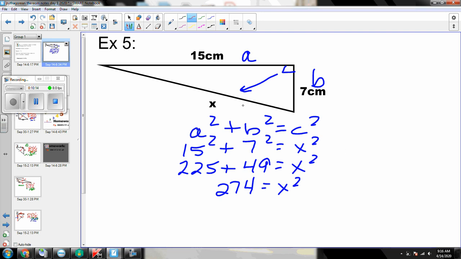I just want to know what x is. So I have to do the opposite of squaring. I have to take the square root of both sides. When I take the square root of 274 in my calculator and round to the tenths, I'll get 16.6 centimeters. So the length of the hypotenuse is 16.6 centimeters, which makes sense that it should be longer than 15 and 7. If the legs are 15 and 7, the hypotenuse has to be longer than 15. It should be the longest side of the right triangle.